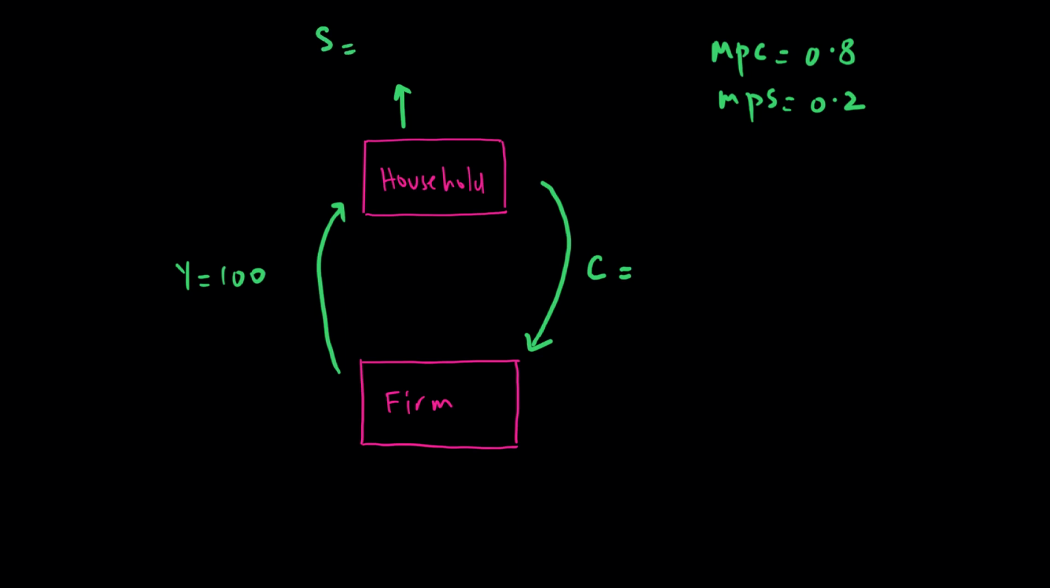So in our first round, what we say is that in a circular flow of income, when let's say a firm is giving households an income of 100 for all the factors of production that were given to it, the household does not consume everything.